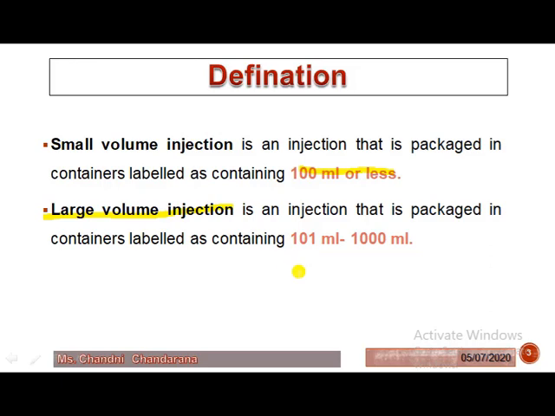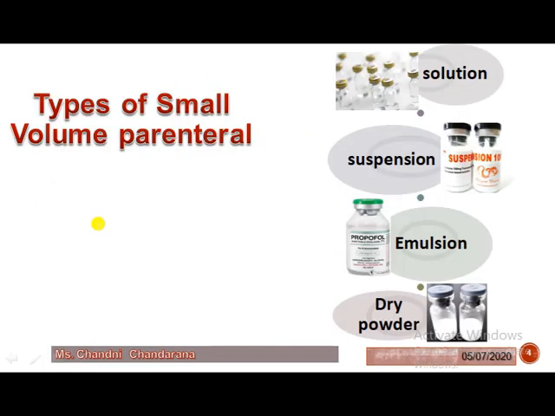Now, we will first see the types of small volume parenterals. So you can see over here, these are the types of small volume parenterals. It includes solution, suspension, emulsion and dry powder. Here we have to study the parenteral solution, parenteral suspension, parenteral emulsion and dry powder. Now we will see one by one in detail.